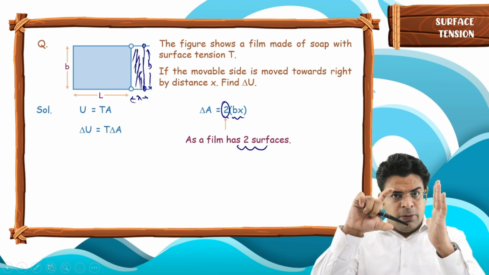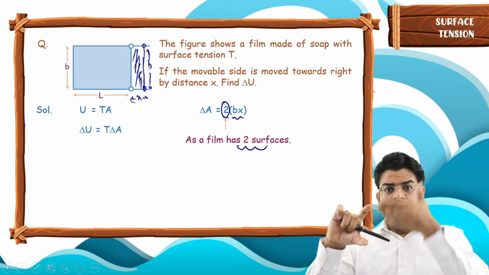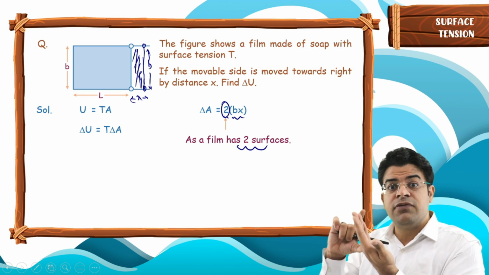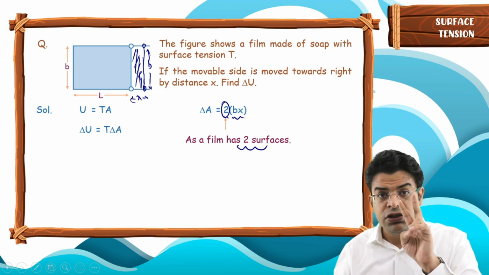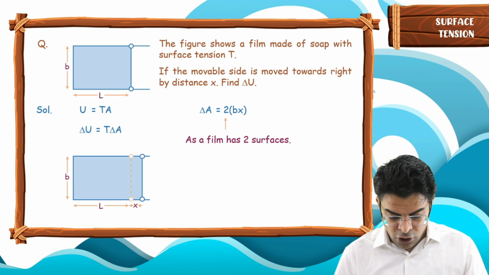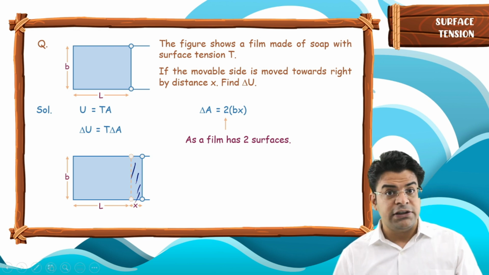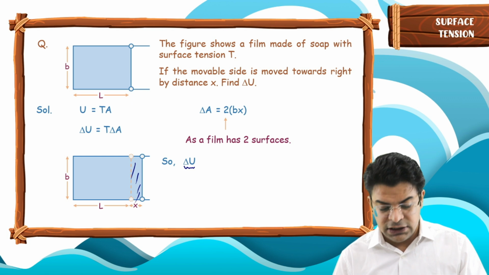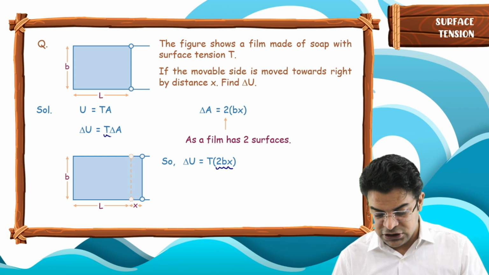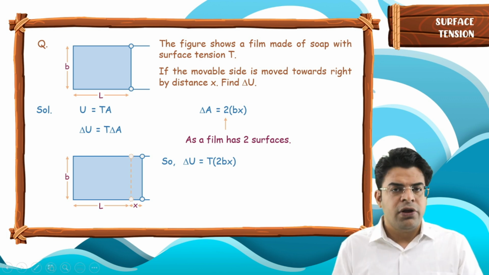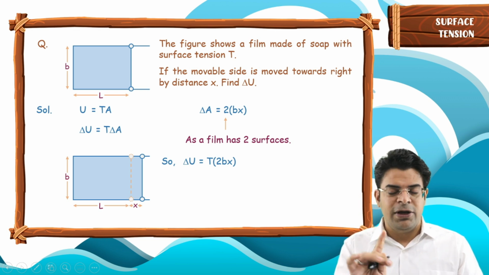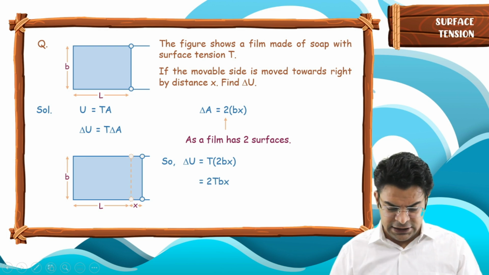So when you move it by distance x, on the front side, more surface area will be created equal to bx. On the back side also more surface area will be created equal to bx. So the change in surface area will be equal to 2bx. Now on moving it by distance x, the change in surface area will be 2bx. So the change in surface potential energy equals surface tension times the change in surface area, which is 2bx. Simple. The whole purpose of taking up this illustration was that you need to understand that a film has got two surfaces. So let's see the next example.